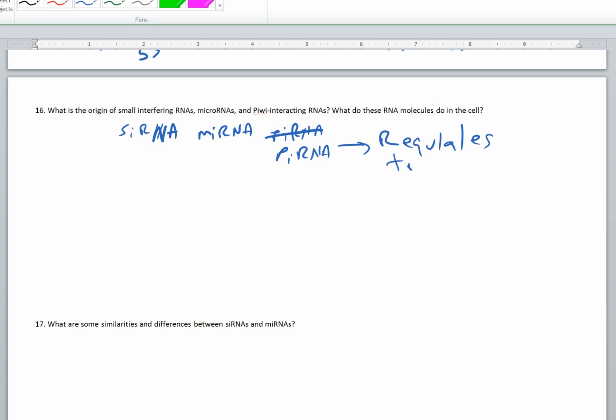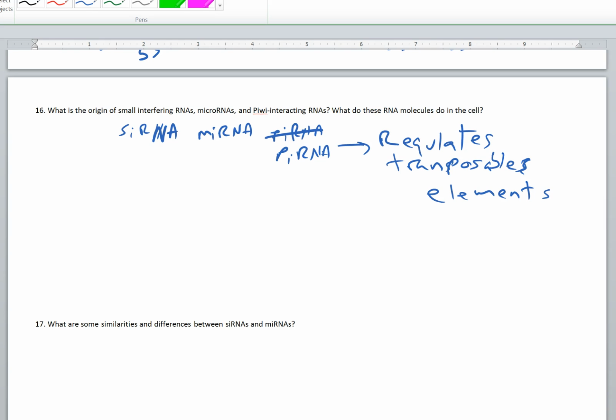So transposable elements are these things that can jump around. They're hunks of DNA that can jump around in the genome, and you don't want them jumping around too much, because if you have DNA jumping all over the place, it's going to jump into other genes, and it's going to make mutations, and it's going to cause a lot of instability in the genome. So we don't want that. So piRNA has evolved to regulate and keep these transposable elements under control.